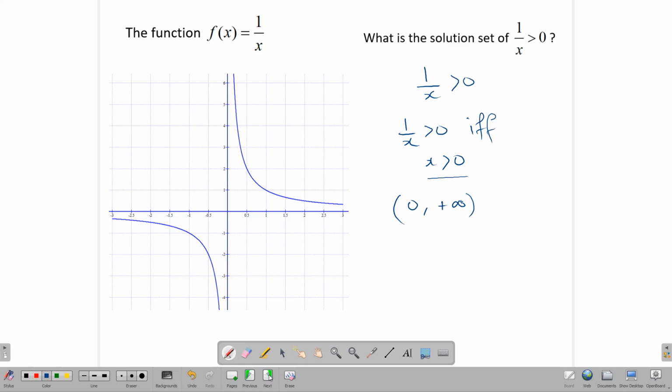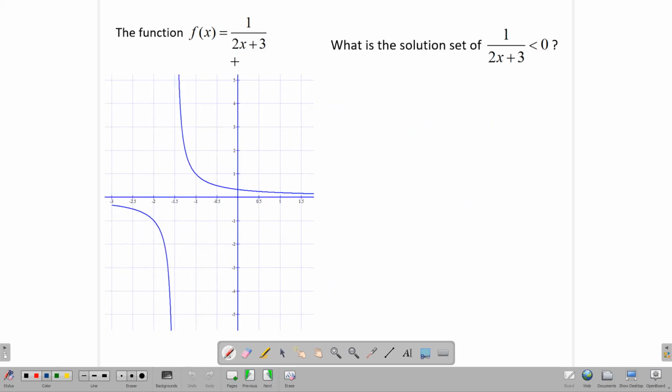Now let's look at another one. Here we have the function f(x) = 1/(2x + 3). And we want to answer the question, for what values of x is this function less than 0? So we have 1/(2x + 3) < 0, which means for what values of x is this function negative?